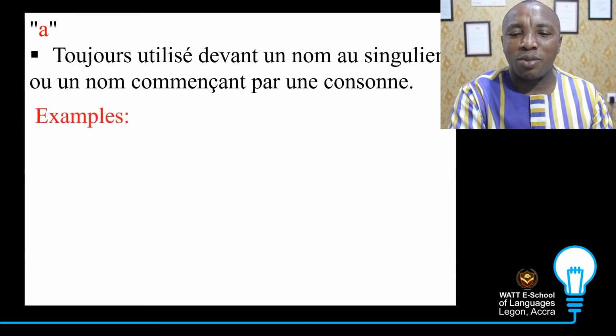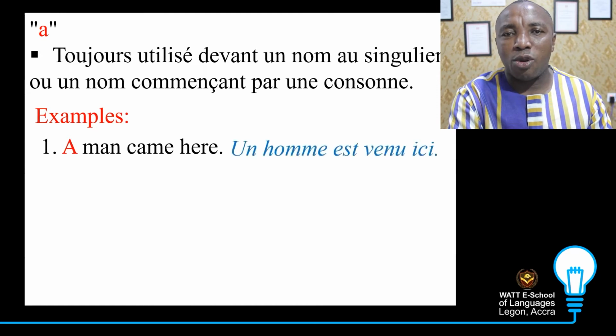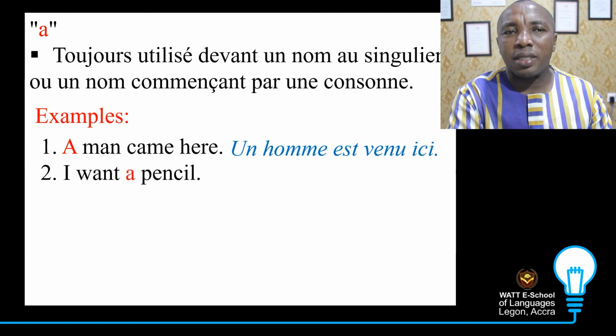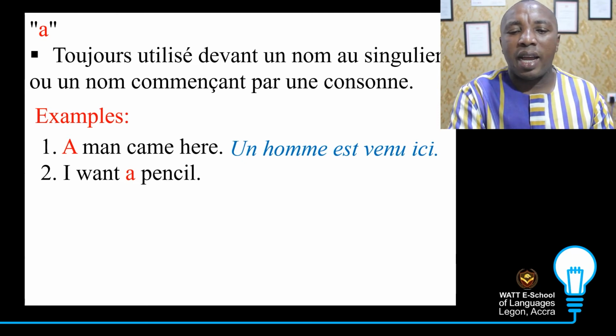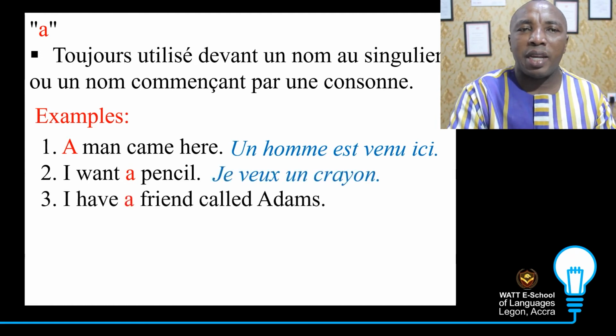Here are some examples. Example one. A man came here. Un homme est venu ici. Example two. I want a pencil. Je veux un crayon. Example three. I have a friend called Adams. J'ai un ami qui s'appelle Adams.